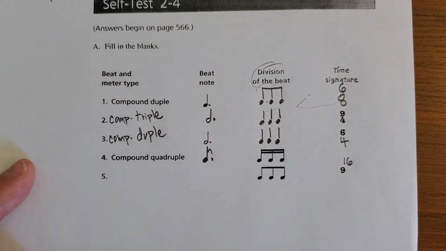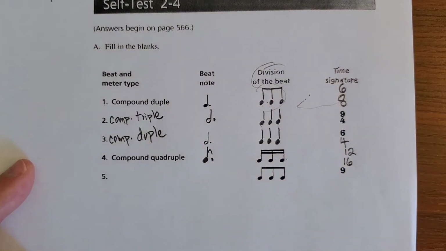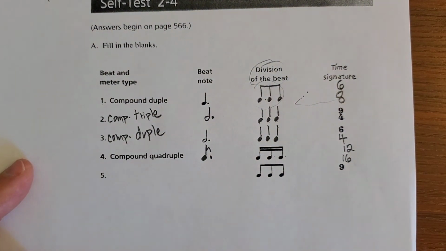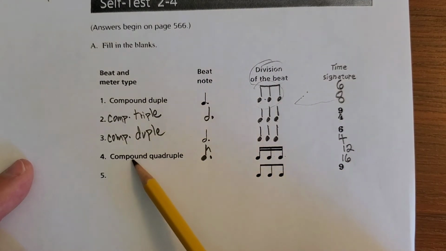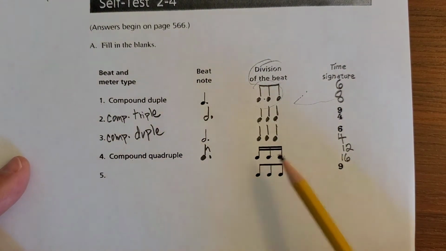Compound quadruple, well, the top number is 12 because 12 divided by 3 is 4, or put another way, quadruple and compound corresponds to 12. 12 divisions, 4 beats.